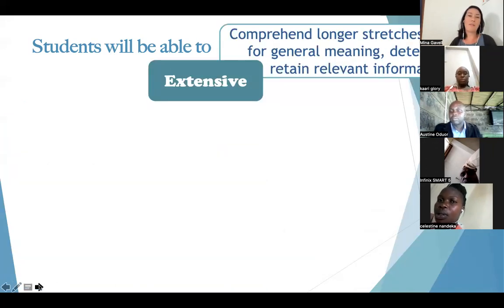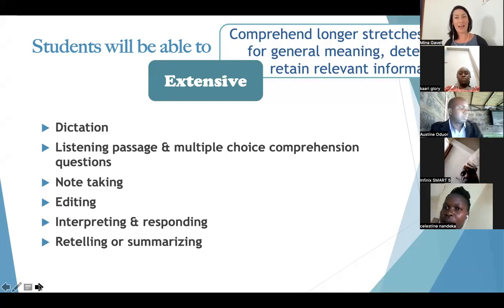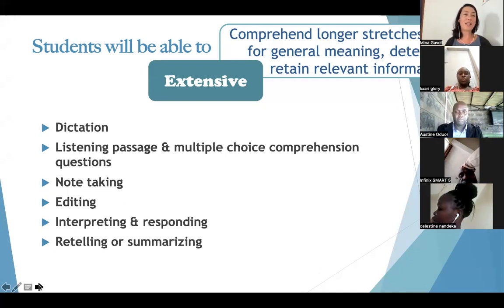And then finally, we have extensive listening. Extensive listening is used in everyday life, but we might often associate this with more academic goals in listening. So we have many different tasks that can go with this. Dictation would be one, because we need to listen and be able to write.